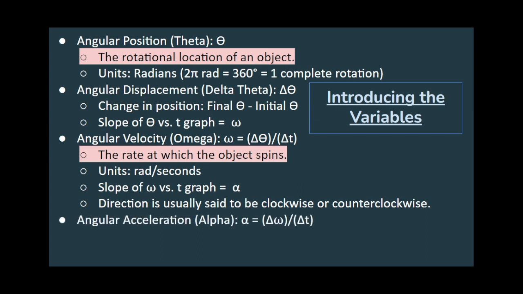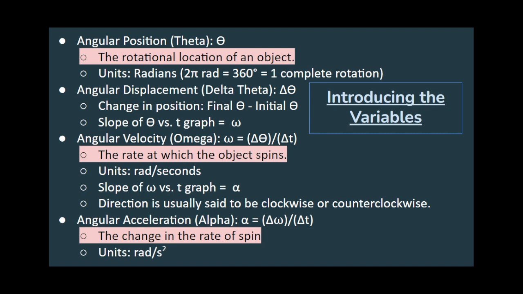Angular acceleration is alpha. So this symbol right here is just called alpha. And alpha is just the change in omega over the change in time, which is just a fancy way of saying the slope of an omega versus time graph. Angular acceleration just means the change in the rate of spin. So how quickly are we changing the rate at which our object is spinning? And the units are going to be radians per second squared.